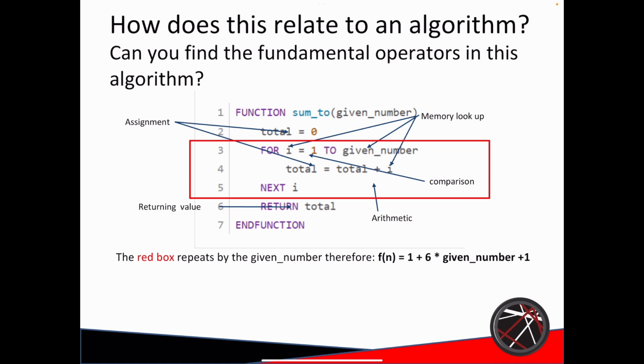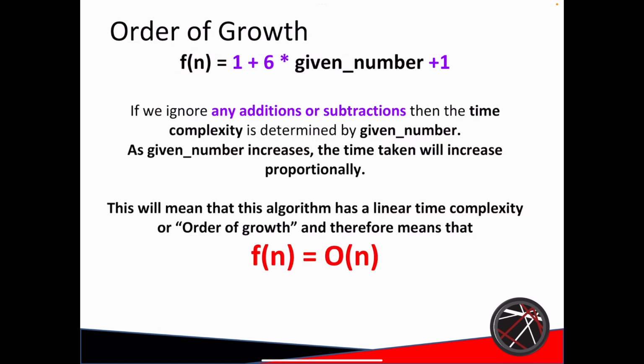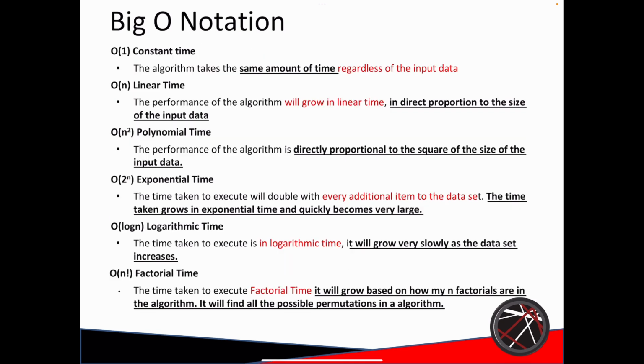If given number is 2, well then we've got the 1 of the assignment of total, we've then got 6 plus 6, finally we then have the 1 of return. So you can see that the given number value actually has a big impact on the efficiency of this particular algorithm and how costly it would be. So in other words, what we can then consider is the cost of that particular function is its order of growth. In other words, as given number increases, so does the cost of that particular algorithm.